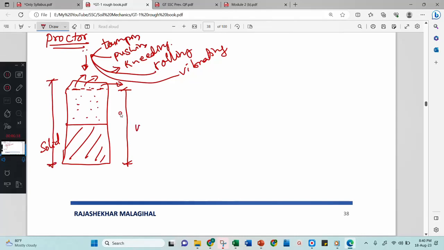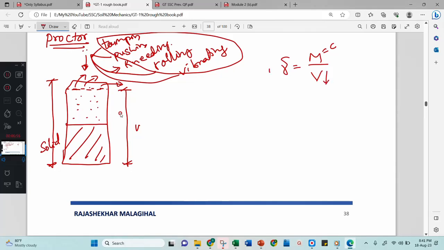Now, whether the mass is decreased, just check it here. Density means mass by volume. Here, by applying these forces, we have decreased the volume. Whether the mass is decreased? No, mass is not decreased. Therefore, mass remains constant, but volume decreased means automatically density will increase. Understood? We have increased the density.